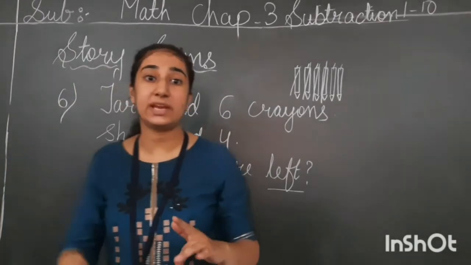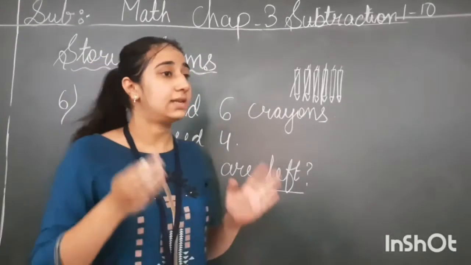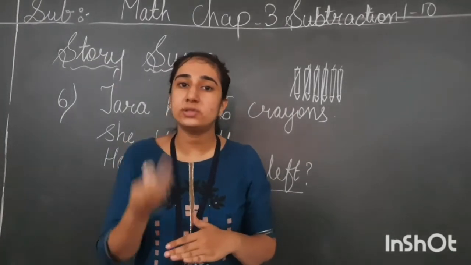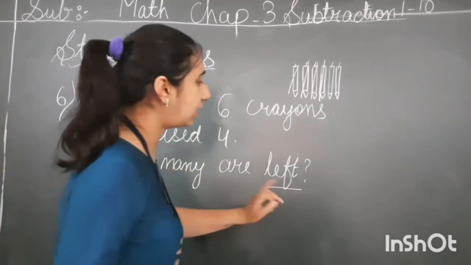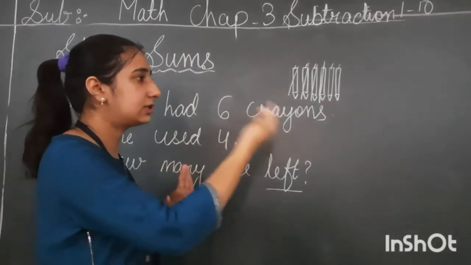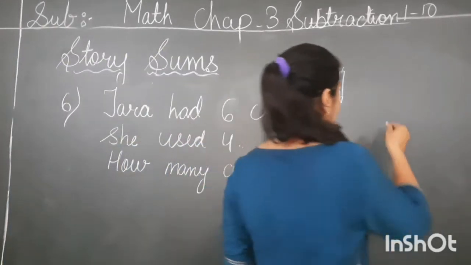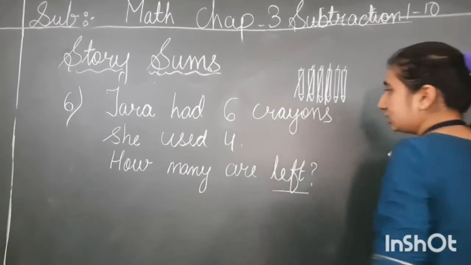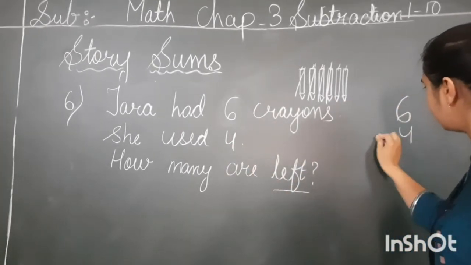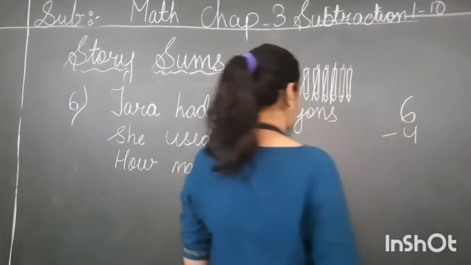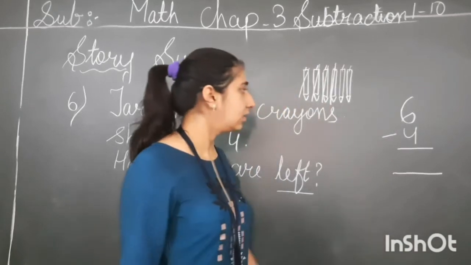As I explained to you in earlier questions, where you find this word left, in that question you have to do subtraction. So here also the word left is written. So here I will also subtract. Tara had 6 crayons. Firstly she was having 6 crayons. She used 4. So I will write 4 down. I will put the sign of subtraction, minus, sorry. We will make a line.